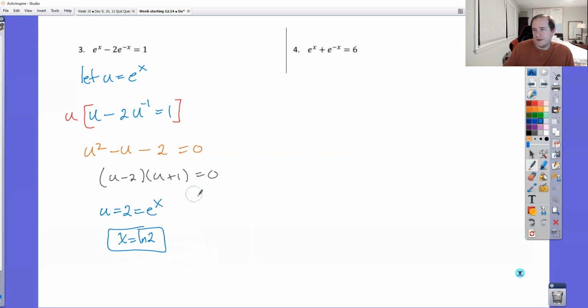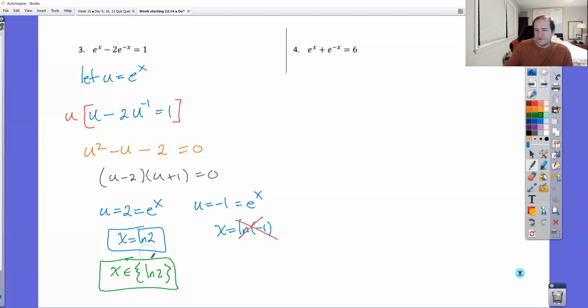So there's an answer. This guy, however, gives me a u that equals negative 1, which if I set that equal to e to the x, and if I try to solve by taking the natural log of both sides, I do get an expression that is undefined. So throw that out. And again, solution set means you better use set notation. It'll be ln of 2. And I don't care what notation you use, honestly. The green is better.